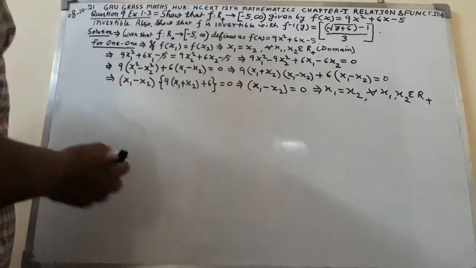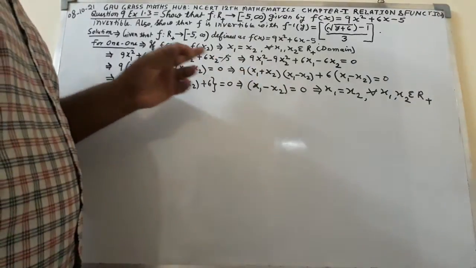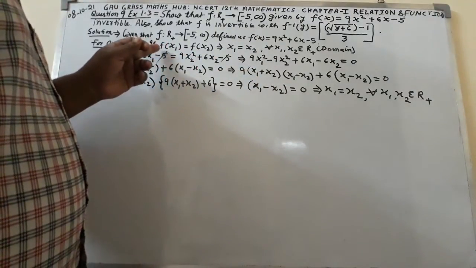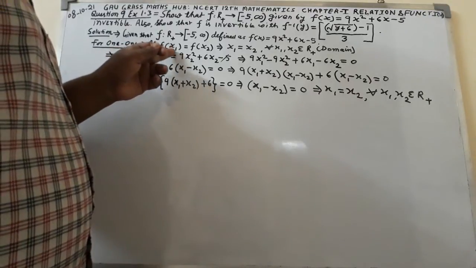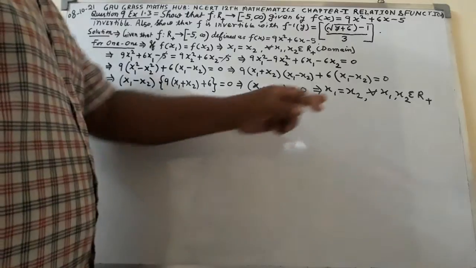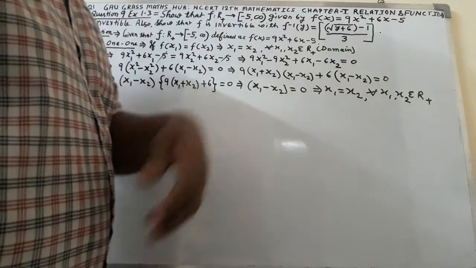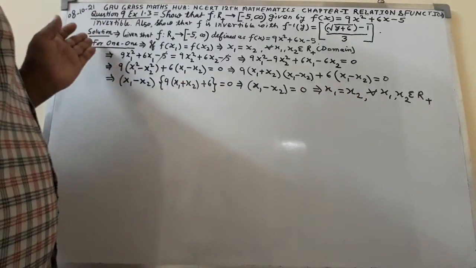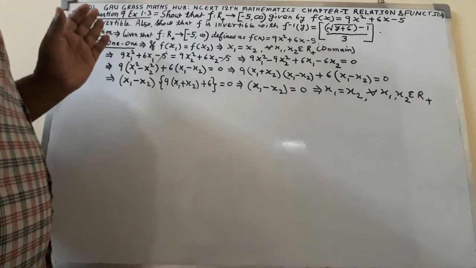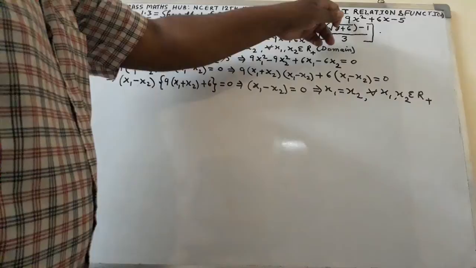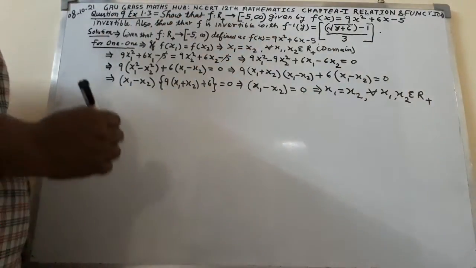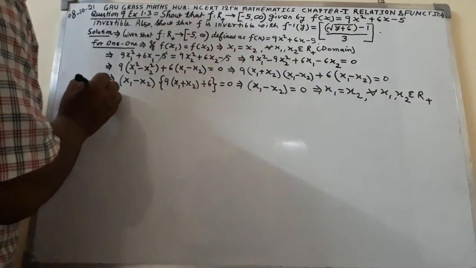Hence, from f of x1 equal to f of x2 we have got x1 equal to x2. This means that the one-one function is verified on this function. Again I shall write, for onto.